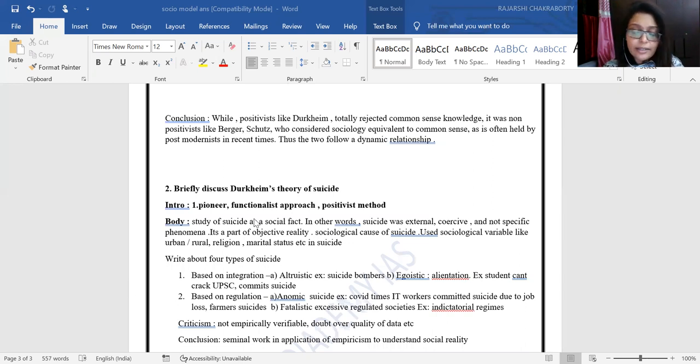He was a functionalist. You have to use this word, functionalist, to use the positivist method. So these are keywords in the intro. In the body, you have to write that he studied suicide as a social fact. He said that suicide was external.